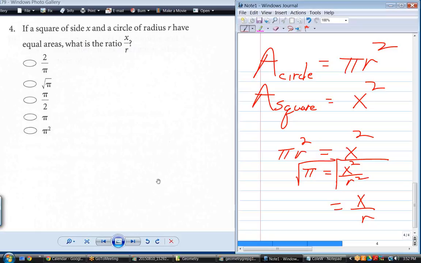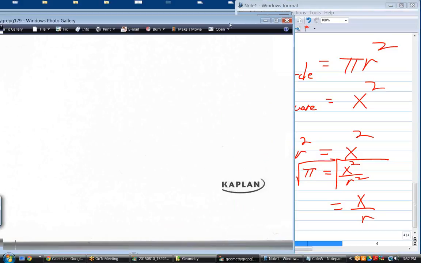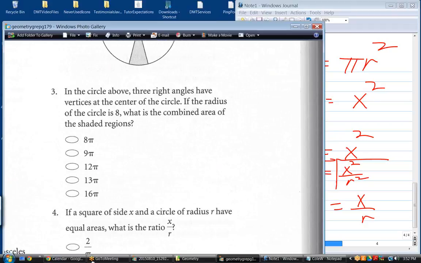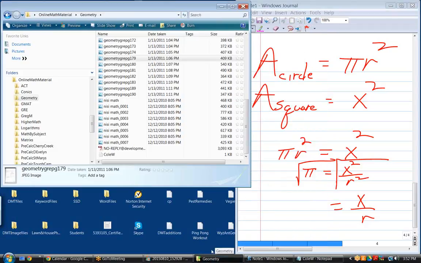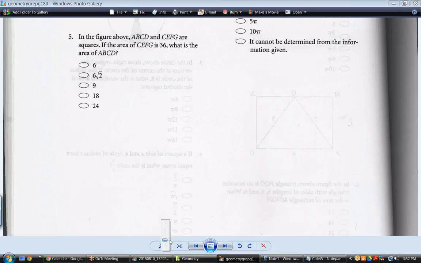You're going to find that most geometry is at least 50% algebra. That's why algebra has to be taught before geometry.